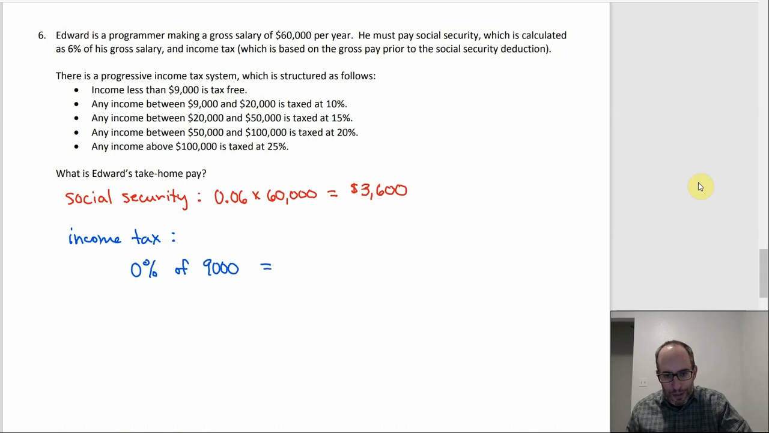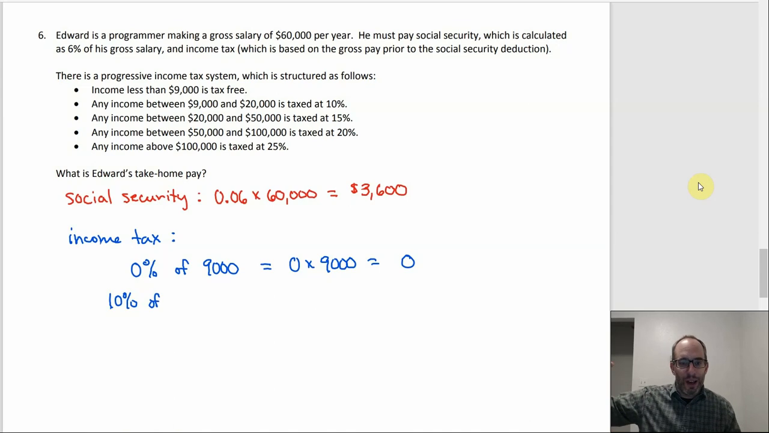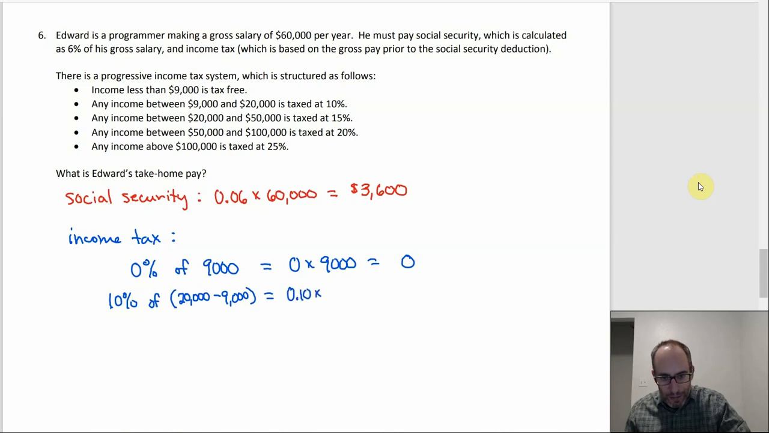So that would be just 0 times 9,000. So that's 0. Then 10% of from 9,000 up to 20,000. So that difference is 11,000, right? It's like that next 11 after the first 9 to get up to 20, right? So 10% of 20,000 minus 9,000, which I can rewrite as 0.1 times 11,000, which is 1,100.